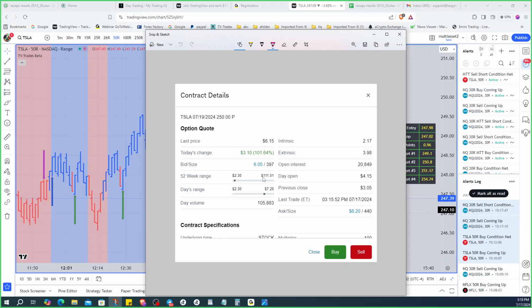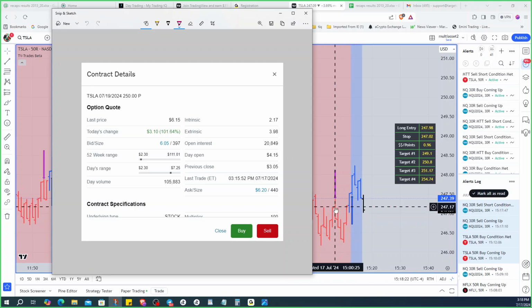There's all the Greeks that go into pricing of options, and you can see the day's change today. It was up 101% from the $2.30 that it started out. That was a 52-week range low. From $2.30 that it started out, it's made it up to $6.15. What the Greeks are looking at is the time to expiration and the amount of volatility in the price, and those are the major things. Now, that stuff changes. The time to expiration is constantly decreasing, so that's changing constantly.